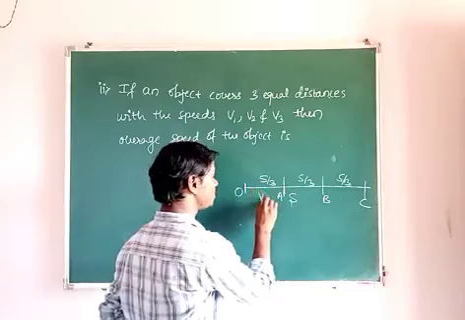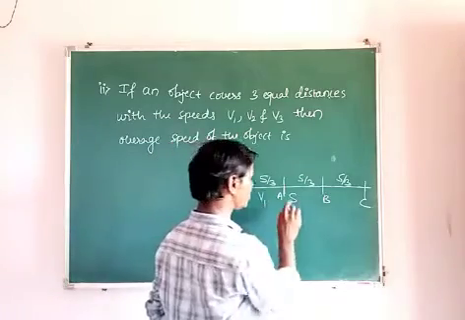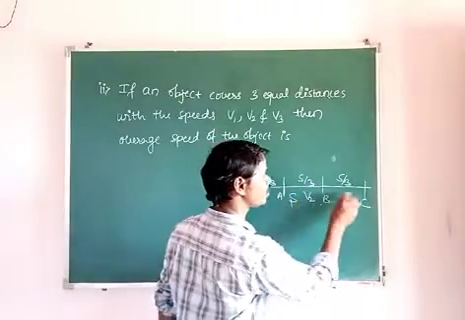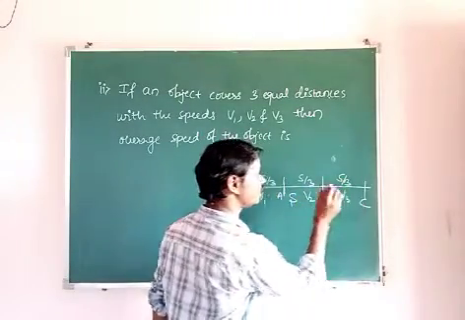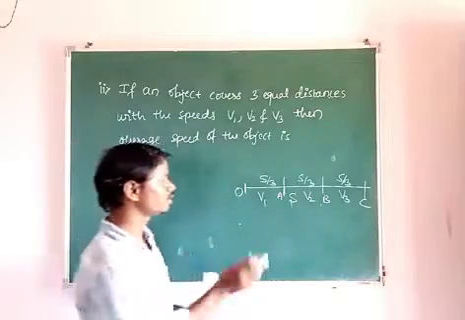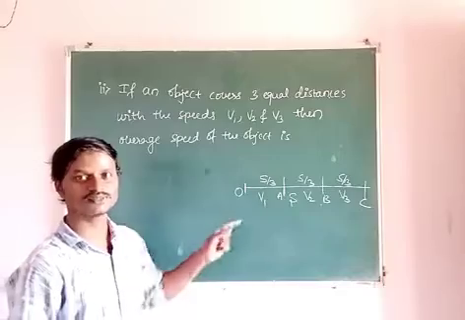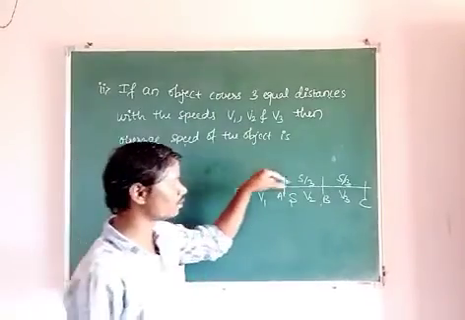What is the speed of the object from O to A? That is v1. What is the speed from A to B? That is v2. Speed from B to C, that is v3. Then we have to find the average speed of the object from O to C, that is, during its total motion.